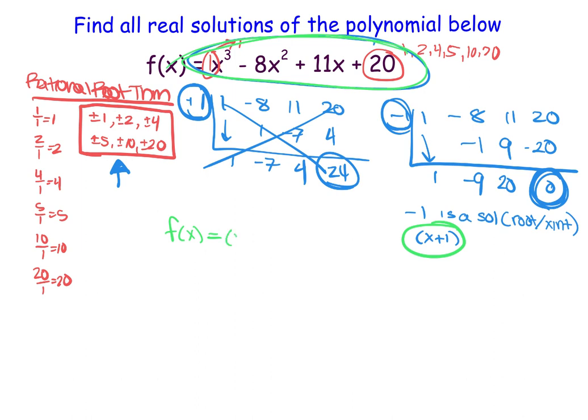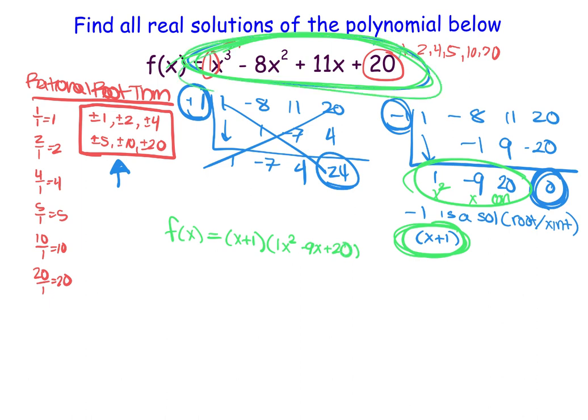So we can do x plus 1, and we know that when we took this function and divided it by x plus 1, it gave us this as the other polynomial. And so this is the constant, the x, and the x squared. So what's really cool is we know that x plus 1 times 1x squared minus 9x plus 20 equals this.